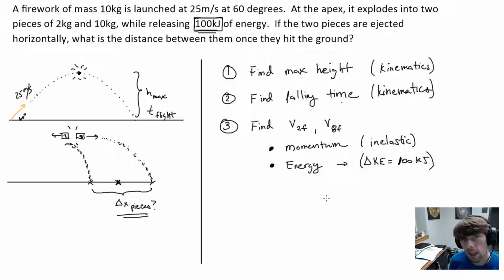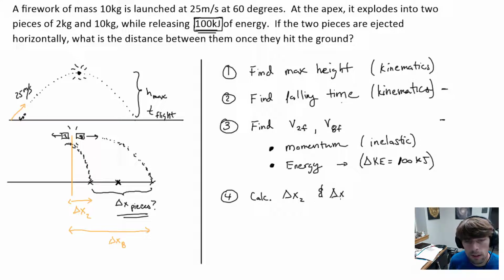So in that sense, it's much like the last problem. Once we have the falling time and the speeds, we can now calculate distances traveled. We'll call it delta x2. And at that point, maybe I'll set this as my 0 point. So then we can find delta x2, how far the smaller piece travels. We could also find what I'll call delta x8. And therefore, we should be able to find the distance between the two pieces.